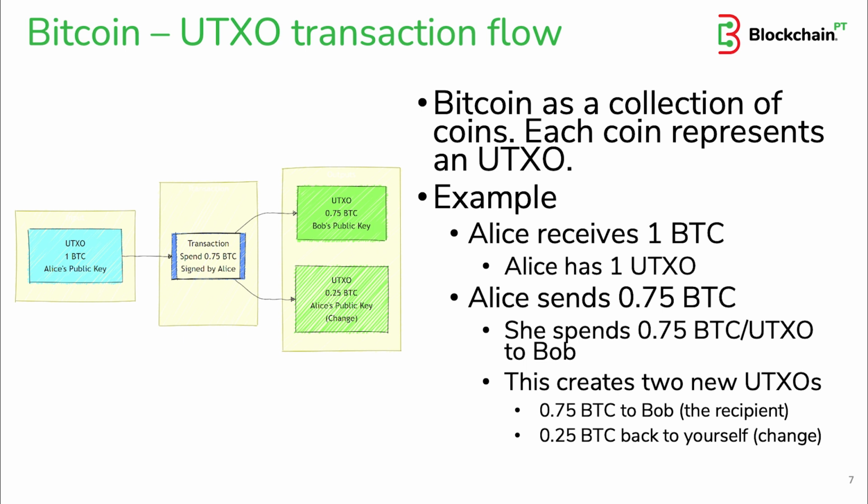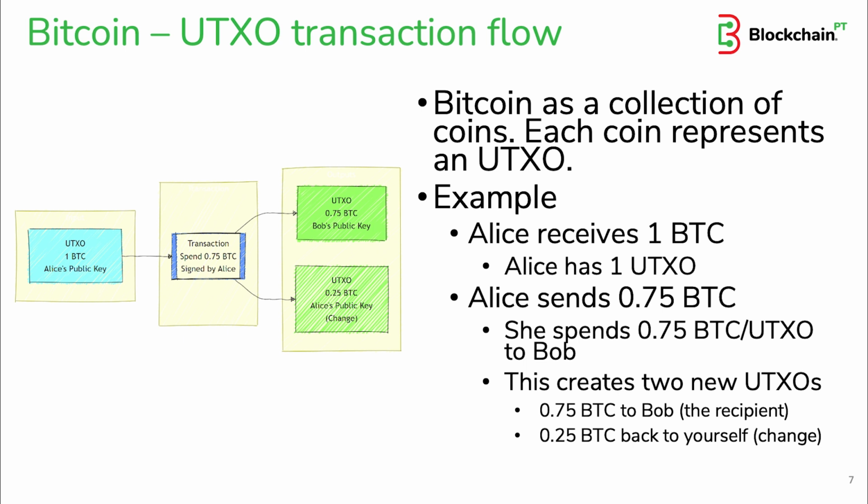Bitcoin UTXO transaction flow. Let's take a closer look at the transaction flow of Bitcoin. That is what happens when there is a Bitcoin transaction. Let's consider that Alice has previously received 1 Bitcoin and now needs to pay an amount of 0.75 Bitcoins to Bob. So, Alice sends 0.75 Bitcoins to Bob, creating 2 new unspent transaction outputs, UTXO: a 0.75 UTXO that will go to Bob, and the change of the 1 Bitcoin, that is 0.25 Bitcoin.